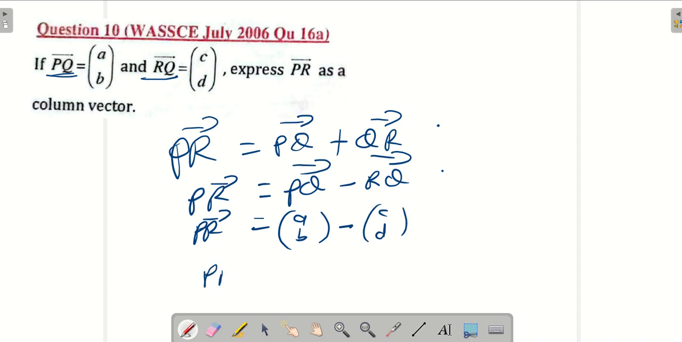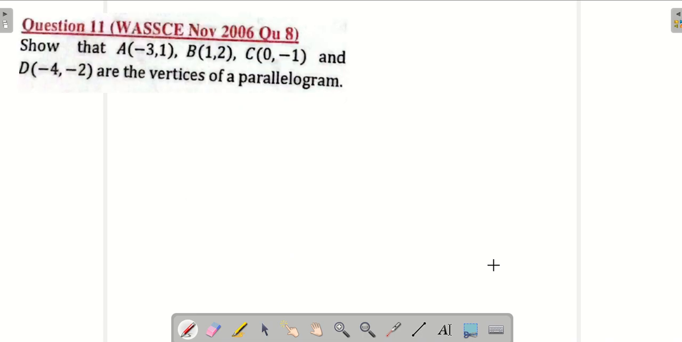And we have PR to be equal to A minus C, B minus what? D. Alright. Can we move on? Good. We are done. Show that these are vertices of a parallelogram. You can do this. This is similar to the first one we solved. Is that right? Good.